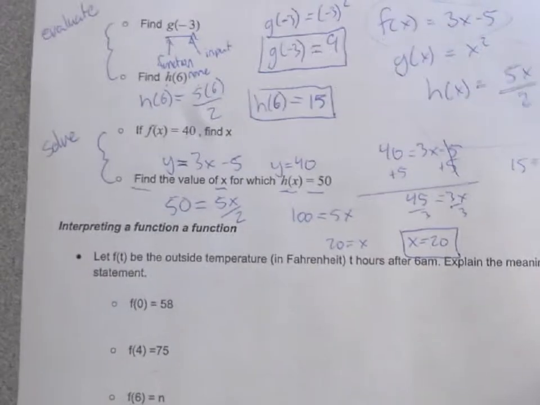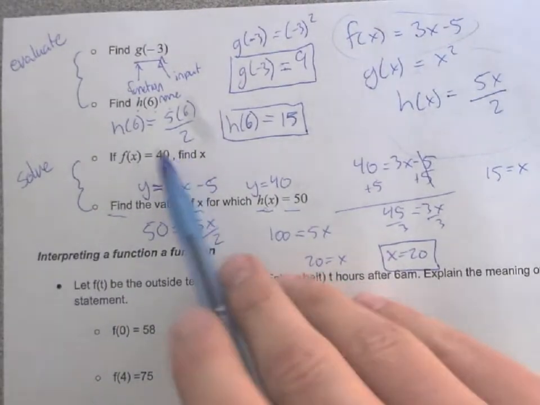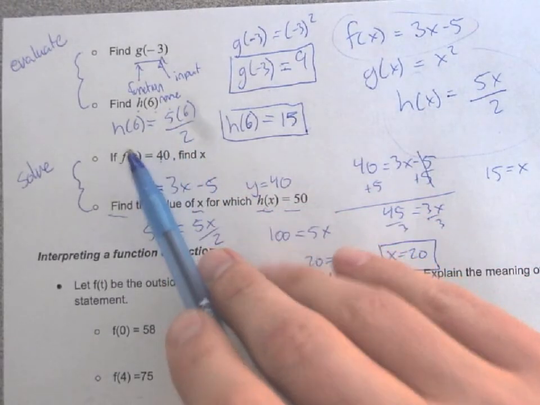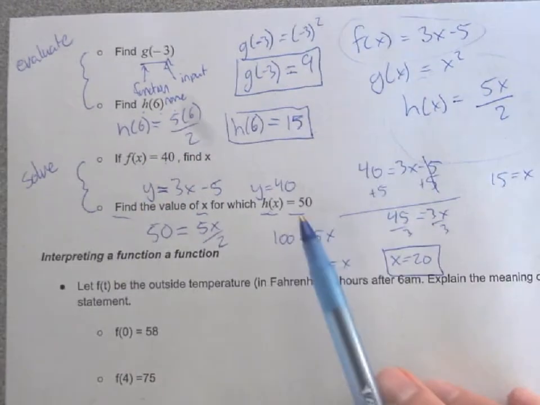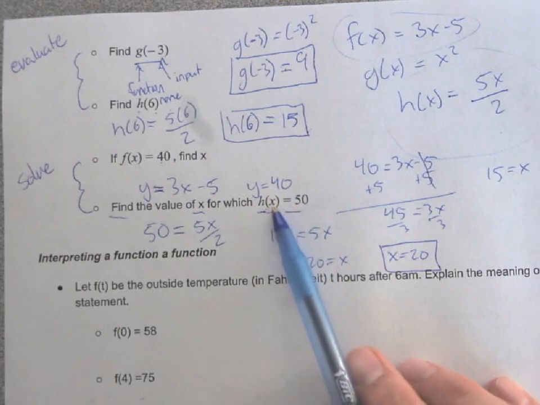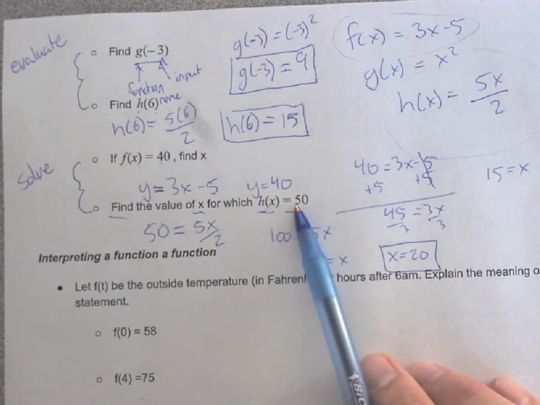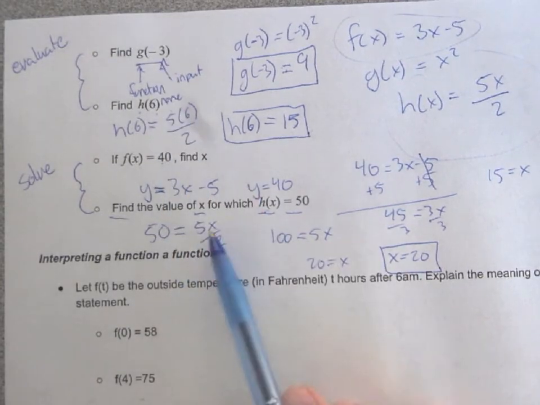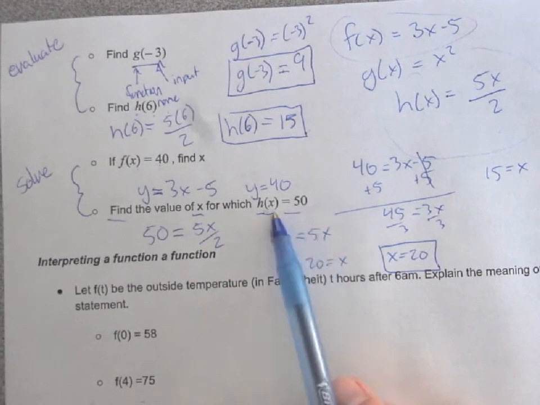So they're both solving problems. If they give you a number inside the parentheses, that's an input. If they give you a number outside and it's not inside there, it's going to be an output. Input goes inside the parentheses, output goes outside the parentheses.